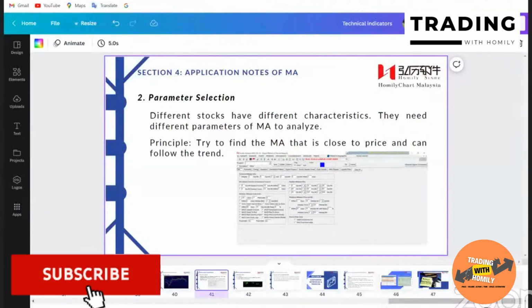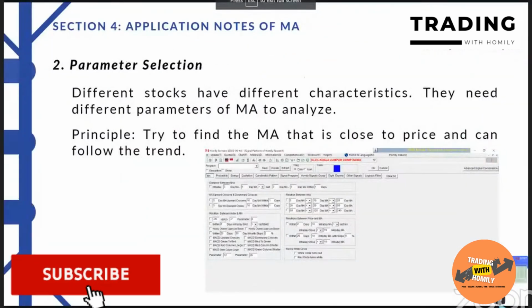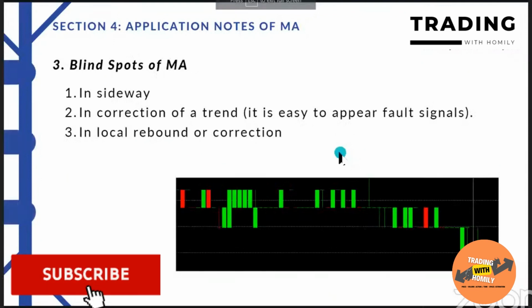So we go to the next one. Okay, the blind spot of MA. Even though MA can tell you where is the buy signal, where is the sell signal, or the different characteristics of MA, but sometimes we'll have a blind spot in the MA also.